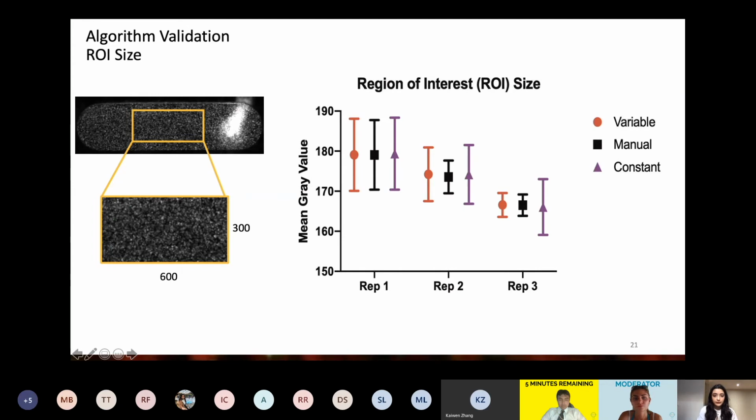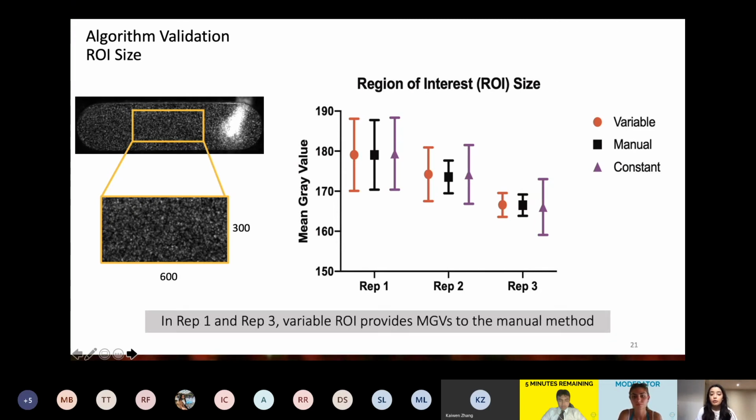We also looked at different regions of interest size. So as I mentioned previously, our algorithm kind of arbitrarily draws our 2/3 window size, and that would become our ROI. In our manual, however, we have a constant size of 300 by 600, and we wanted to see if we have a constant size in our algorithm, if that would produce any skewed results. We found that in rep 1 and rep 2, our variable ROI would provide the closest mean gray values to our manual method. However, a constant value can be used.